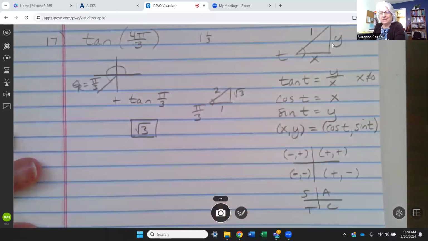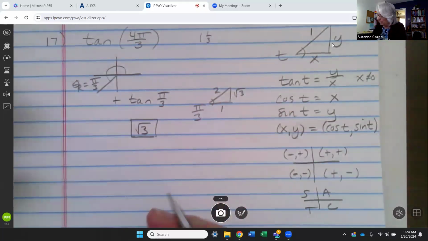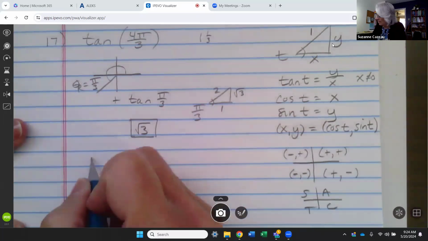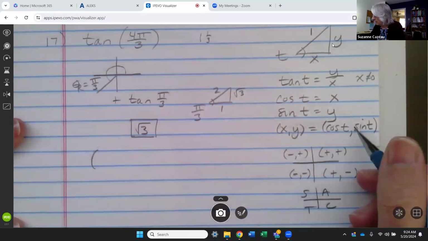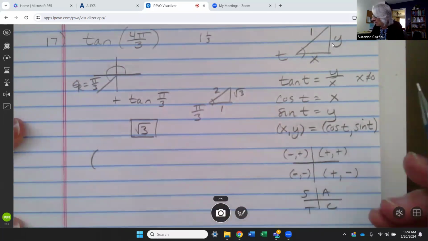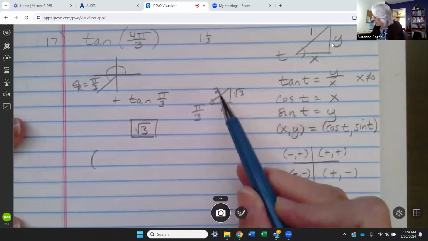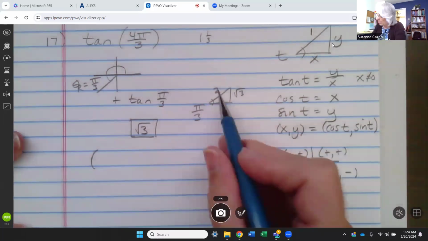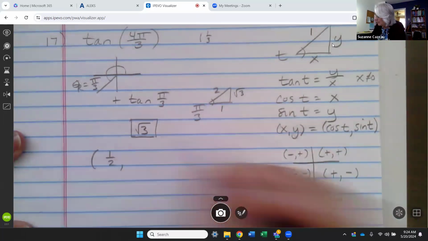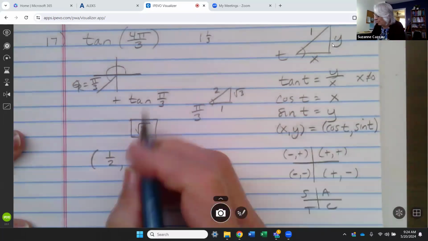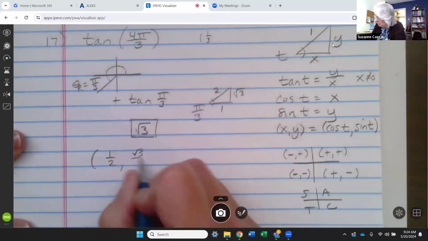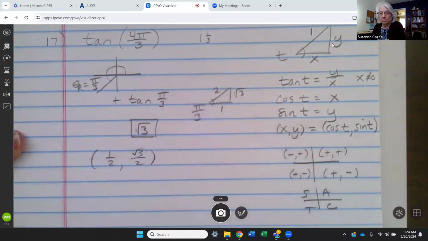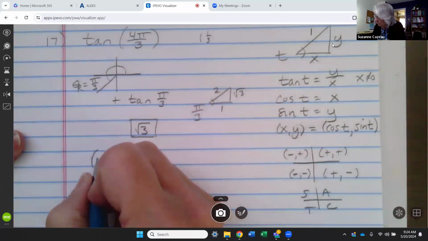And you want to know what's the ordered pair? The ordered pair is going to be cosine, sine, right? Well, what's the cosine of pi over 3? The cosine of pi over 3 is going to be 1 over 2, right? Cosine is adjacent over hypotenuse. 1 over 2. The sine is going to be root 3 over 2. And then they're both negative in quadrant 3.